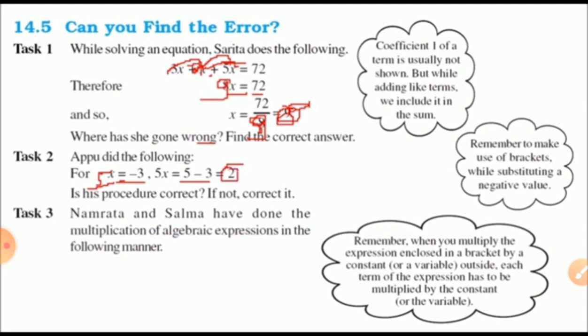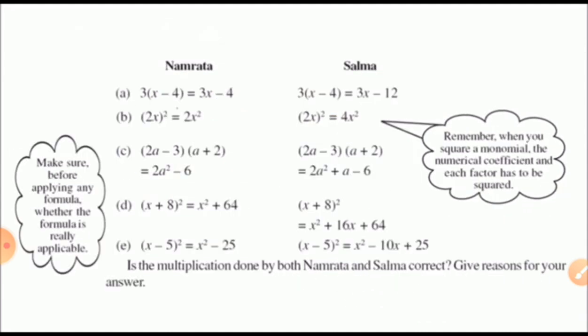Remember to make use of brackets while substituting negative values. Remember, when you multiply an expression enclosed in a bracket by a constant or a variable, consider the common one. Namrata and Salma: 3 into x minus 4 is equal to 3x minus 4. Beta, this one is wrong. 3x minus 12 is the correct answer.